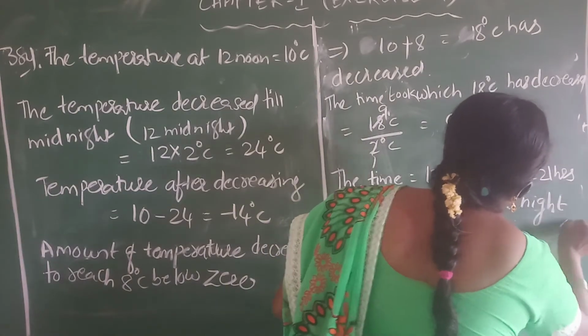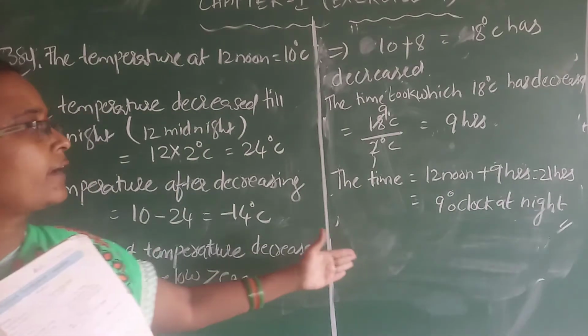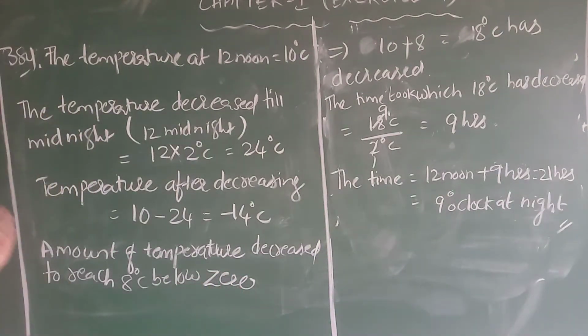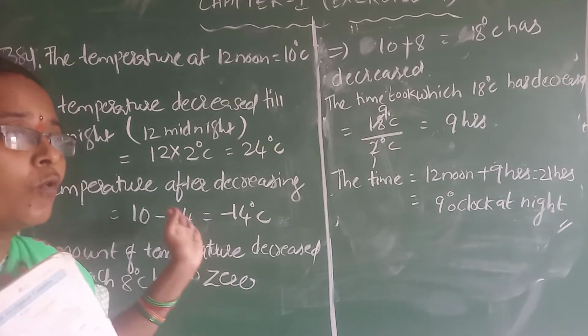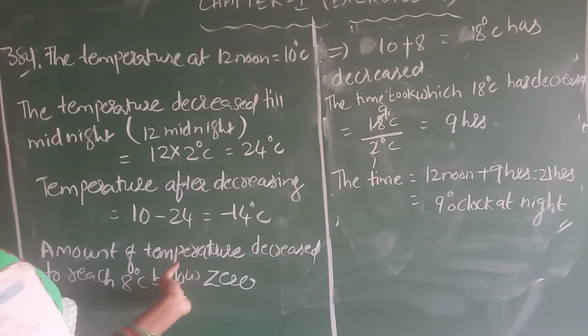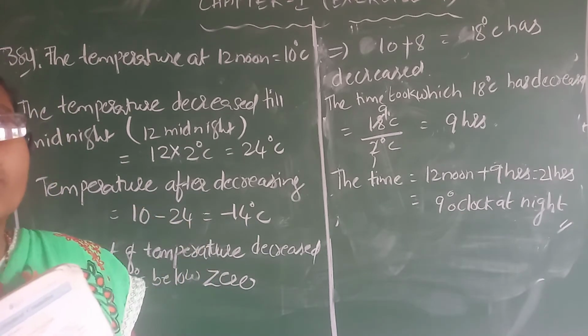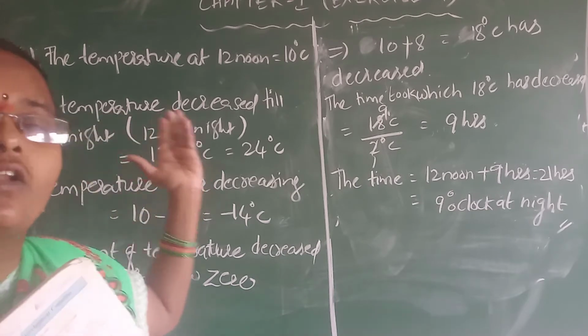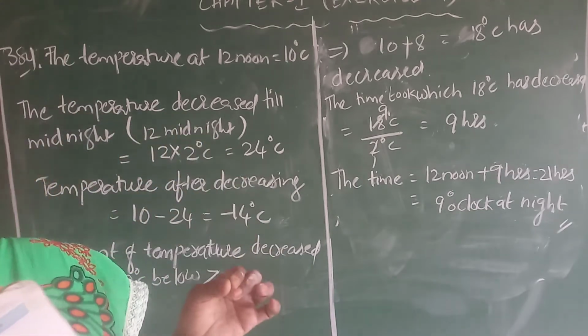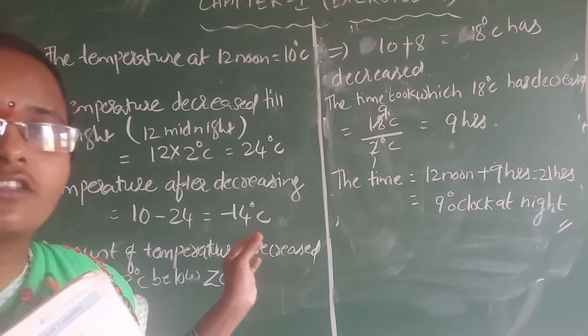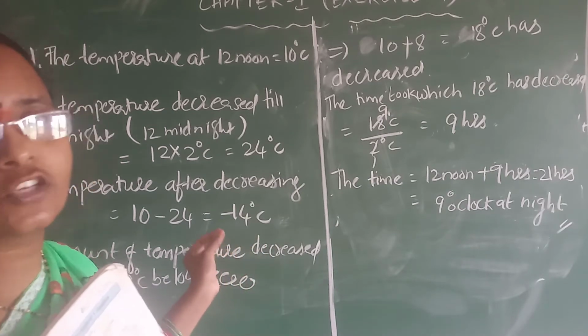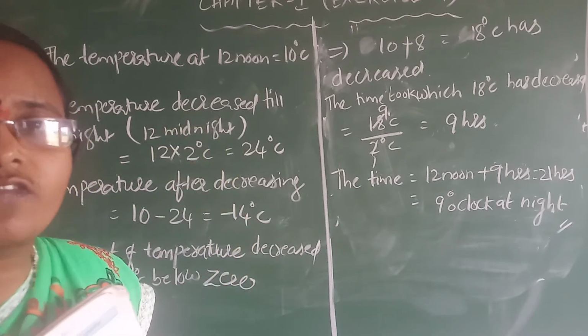9 o'clock at night, the temperature is minus 8 degrees centigrade. Below 0 means minus 8 degrees. So at the time of night 8 o'clock, the temperature is minus 8 degrees Celsius. Students, just once again look through the problem. It is a little confusing, but it is very clear and also easy. You can easily understand the problem if you go through the solution once again.